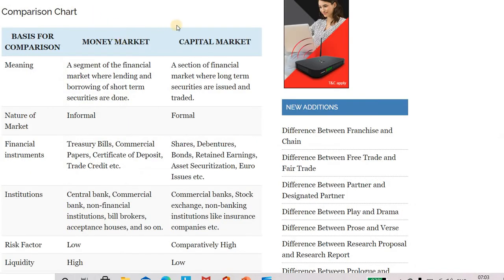Now we can study about the money and capital market. What is the difference between money market and capital market? Money market means it is a segment of the financial market where the lending and borrowing of short-term securities are done. Okay, in money market, lending and borrowing of short-term securities are done. That one we are calling as money market.